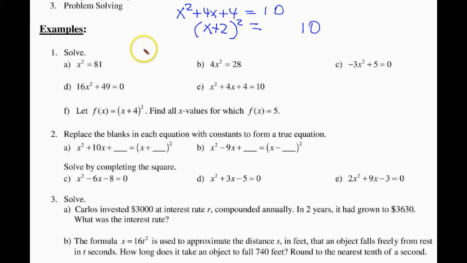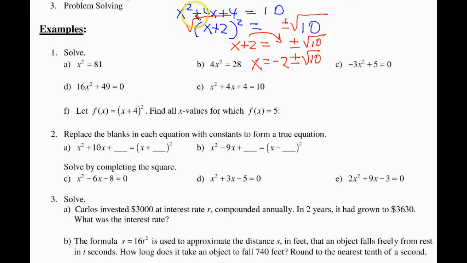Now, can we use that same technique, the principle of square roots? And the answer is yes. So we take the square root of this side, it just becomes the radicand, and plus or minus the square root of 10. So to complete our solution, we want to solve for x. We just transpose the 2, changing its sign, -2 plus or minus the square root of 10 is our solution for what x is in this particular equation.